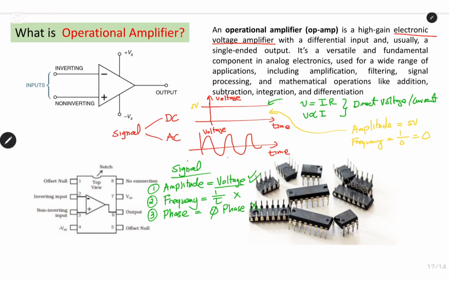In comparison to the AC, you have the period. That means the time taken to complete one cycle in a wave or a signal. But when you look at the DC, there is no cycle, there is no oscillation, so the frequency is zero. And similarly the phase equals zero because there is no shift in the oscillation.